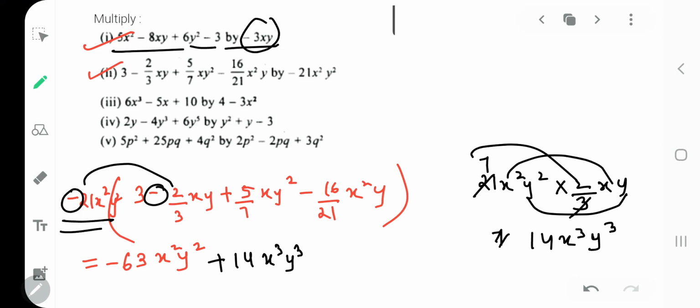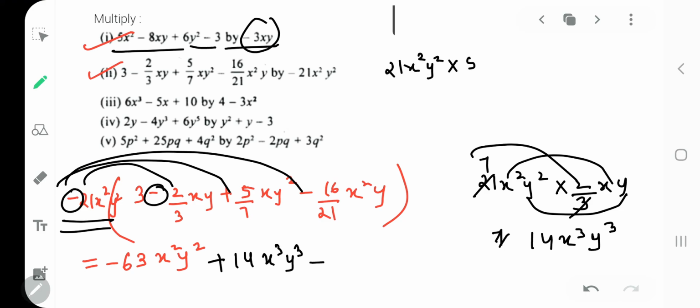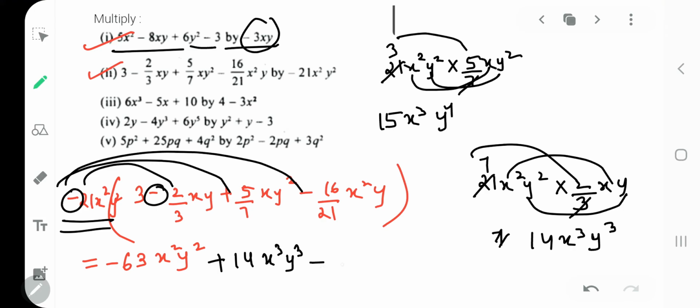Next is minus 21. Now for the third term, minus plus becomes minus, and you have to multiply 21 x square y square with 5 upon 7 xy square. You can reduce 7 ones are 3s are, and 3 into 5 will be 15. X square x will be x cube, y square will be y4, and your sign is minus, so minus 15 x cube y4.